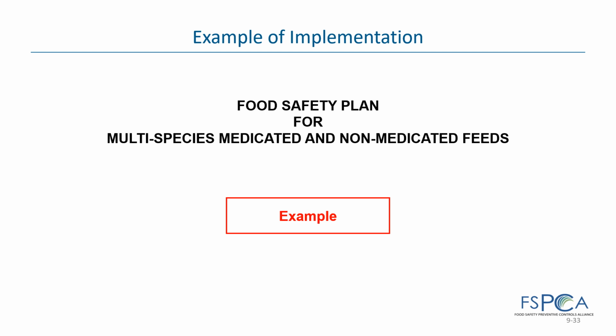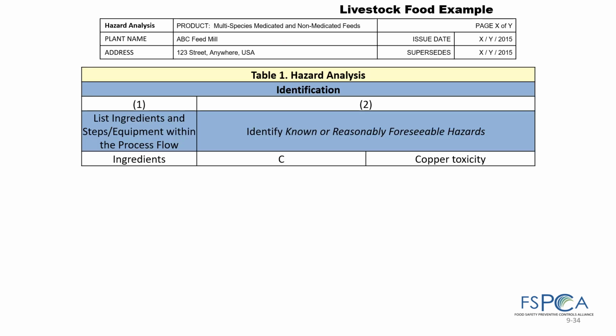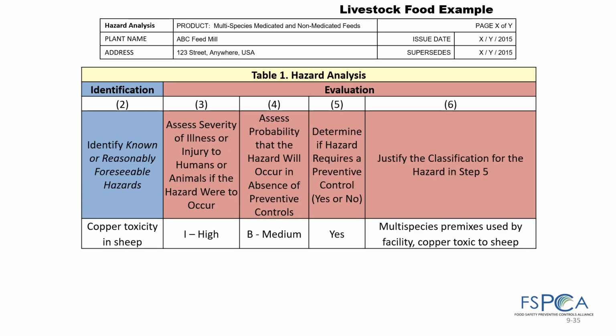Okay, let's take a look at an example of this. So here we are back in ABC feed mill. Remember, we're making livestock feed. One of our big hazards was copper toxicity in this facility. So here's the first part of table 1. This was a chemical hazard, copper toxicity, that came in from our ingredients, okay?